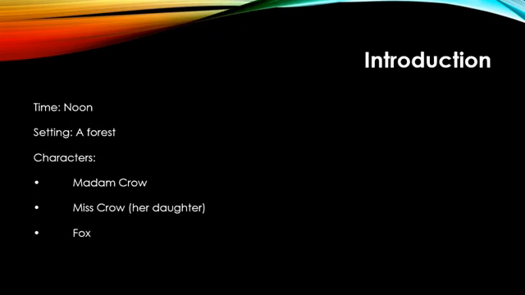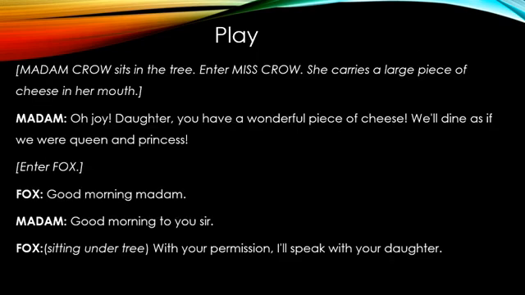Now we've got the introduction to the play that we're going to read. The time that it takes place is at noon or the afternoon. The setting is in a forest, so that means that this play is taking place in a forest. And the characters are Madam Crow, Miss Crow, who is her daughter, and the fox. So now we've got the play.